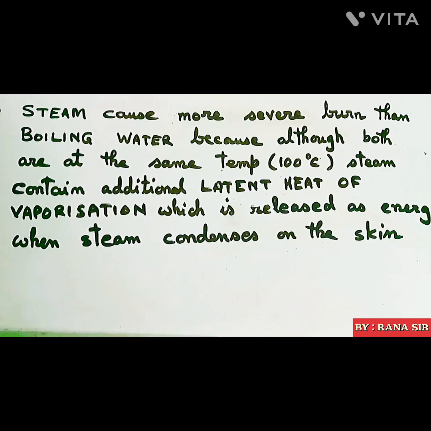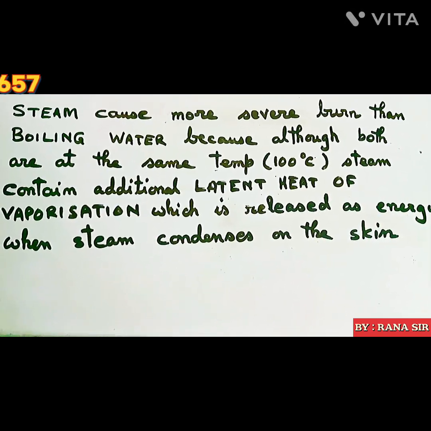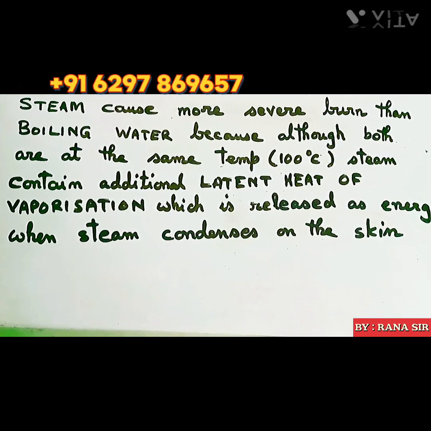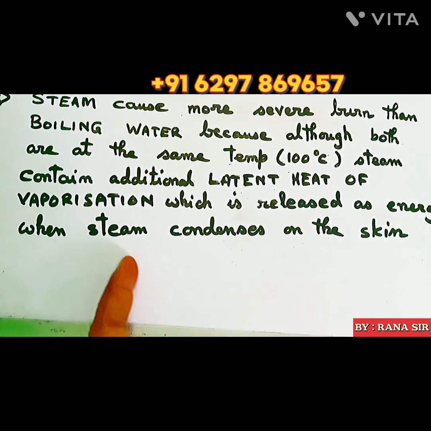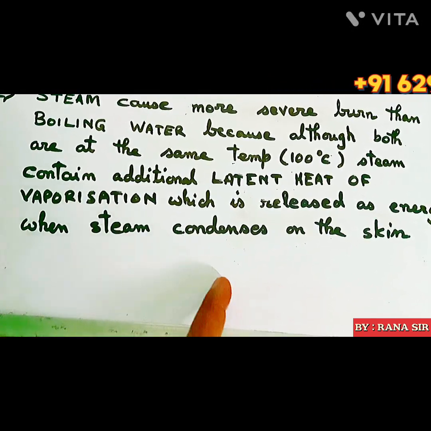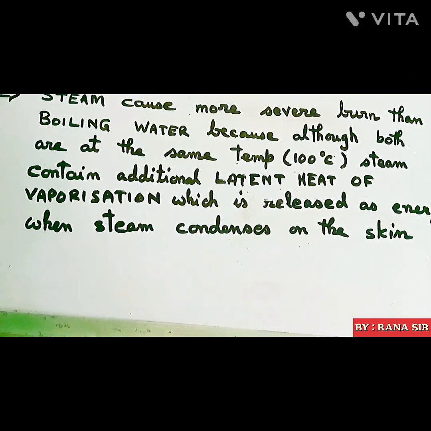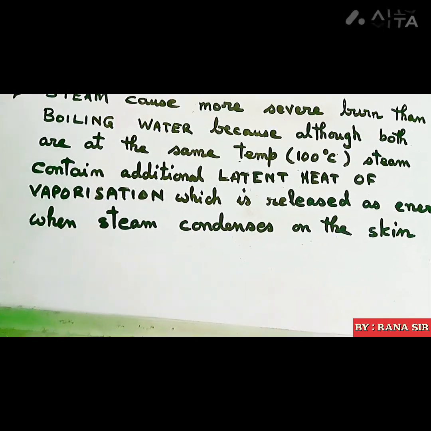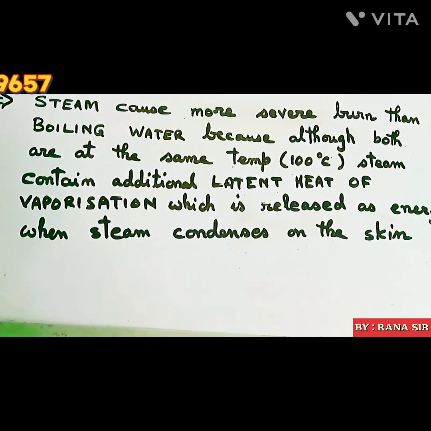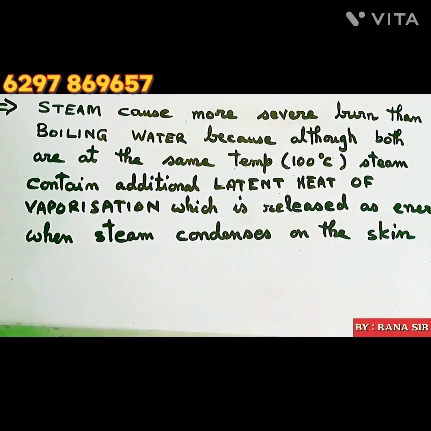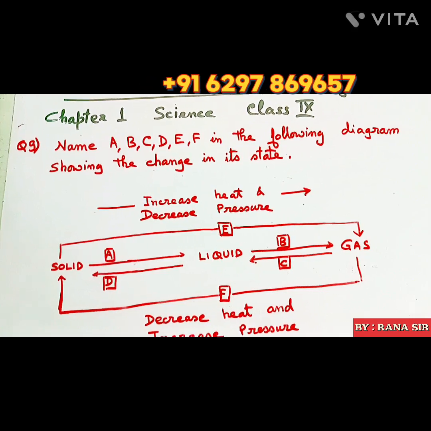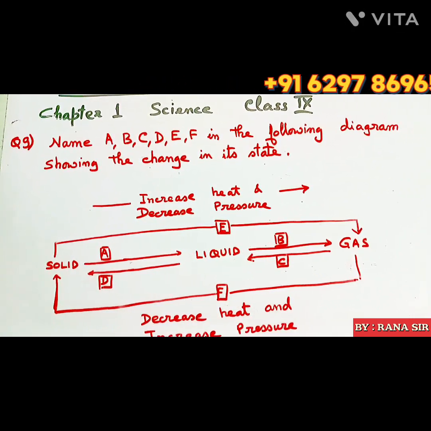The latent heat of vaporization is released as energy when steam condenses on the skin. So when the steam condenses, steam changes to water, from one state, vapor, to another state, water, and the latent heat of vaporization is released. That extra heat is released, and that causes severe burn on the skin. So we have come to the end of the exercise.